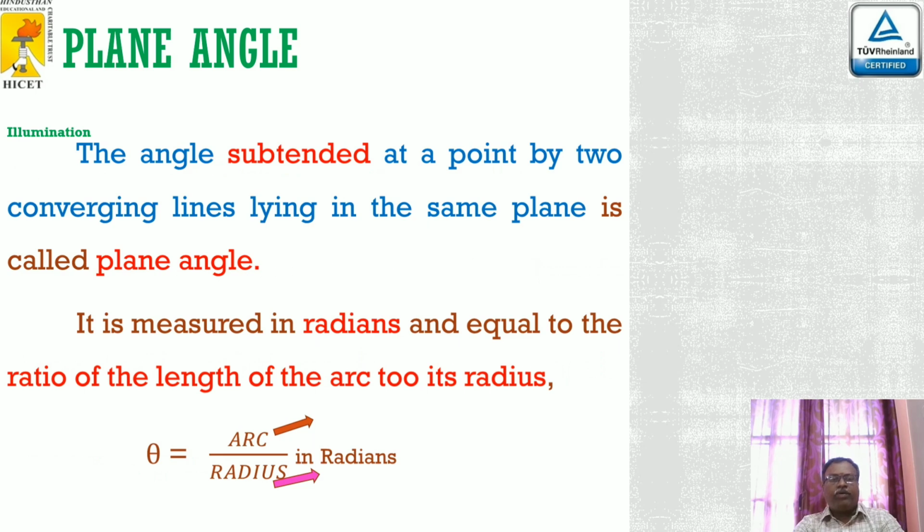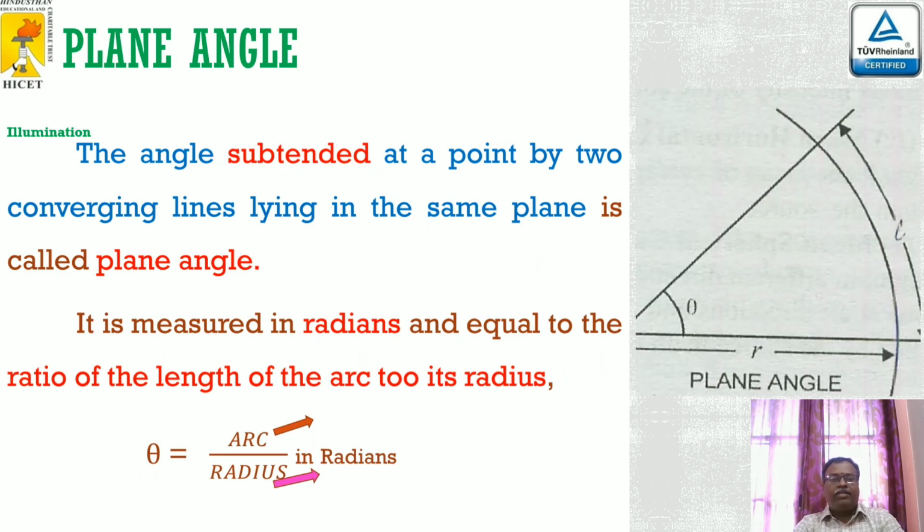And plane angle is another terminology in this concept. The angle subtended at a point by two converging lines lying in the same plane is called a plane angle, and it is measured in radians and equals the ratio of the length of the arc to its radius. It is measured by theta, the plane angle, where theta equals arc divided by radius. You can see the arc and also the radius. So you take the ratio of the arc and radius, in radians, which is called the plane angle.